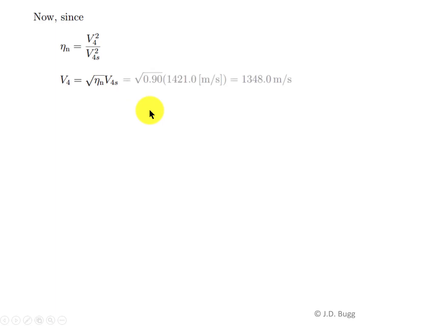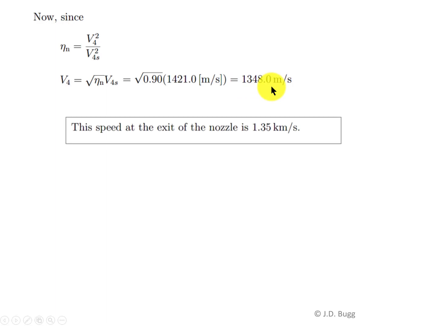And we have numbers for all of those. Our efficiency was 90%, so that's 0.9. That's our isentropic exit velocity. So the real exit is not quite as fast. It's 1348 meters per second. So our first conclusion here is that the speed at the exit of the nozzle is 1.35 kilometers per second.